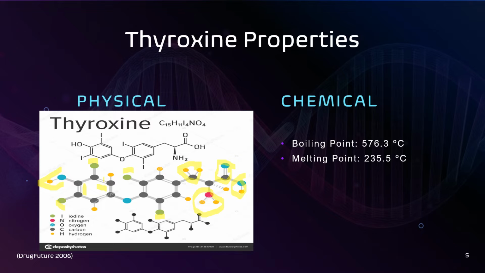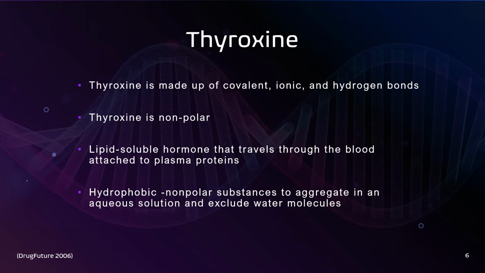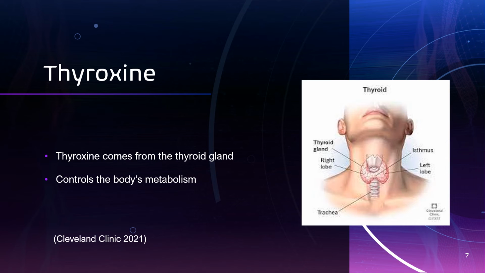And then the chemical properties: the boiling point is going to be 576.3 degrees Celsius, and the melting point is going to be 235.5 degrees Celsius. So thyroxine is made up of covalent, ionic, and hydrogen bonds. It's nonpolar. It's a lipid-soluble hormone that travels through the blood attached to plasma proteins. And then it is hydrophobic. And here I attached the definition of hydrophobic: it causes nonpolar substances to aggregate in an aqueous solution, and they exclude water molecules. So thyroxine comes from the thyroid gland, and it controls the body's metabolism.